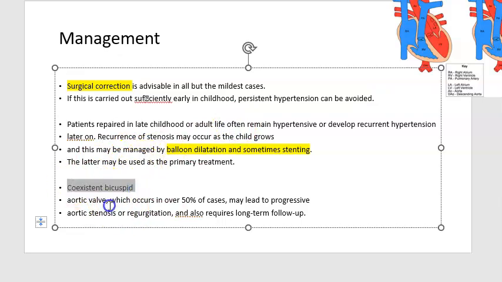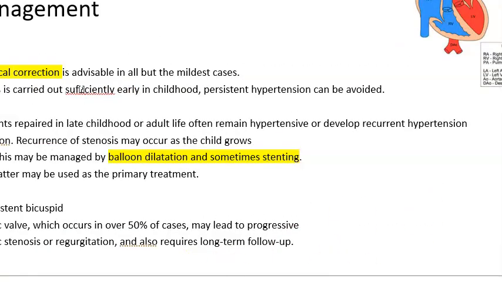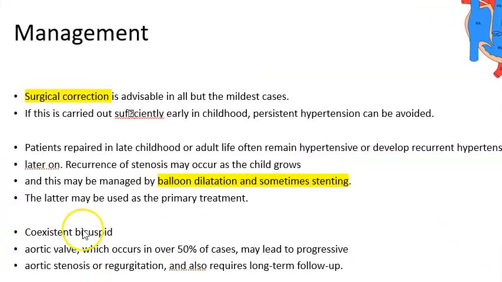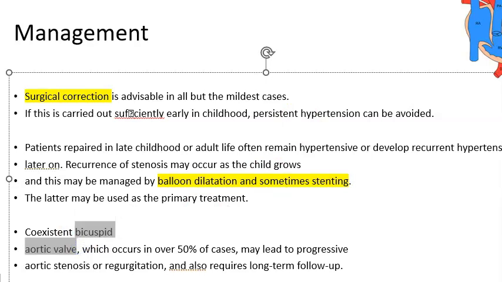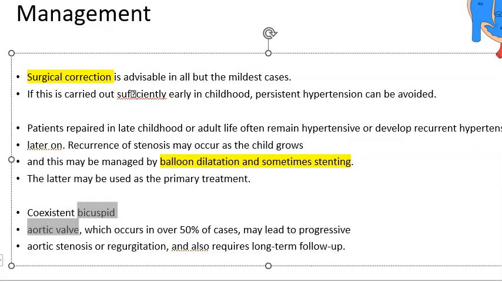If they have some other condition like a bicuspid aortic valve, then they may again have problems of aortic stenosis, regurgitation, and they will require long-term follow-up. So if they have other problems along with this coarctation, what is that other problem? The bicuspid aortic valve. Then they will have more issues which have to be managed long-term. Okay, that's all they are saying. That's all the management.